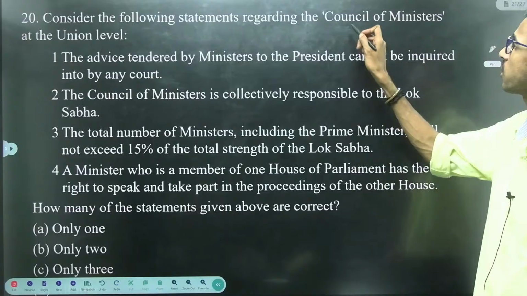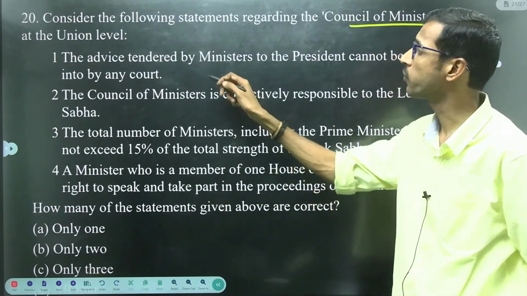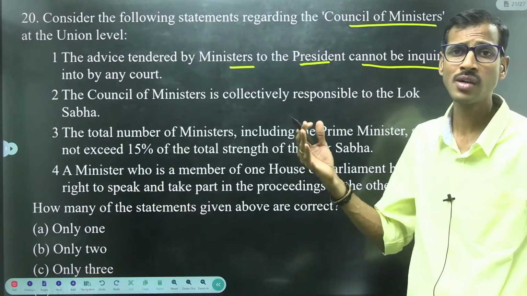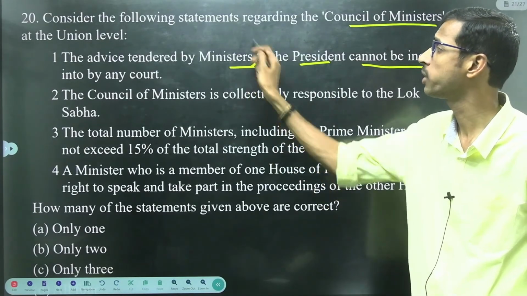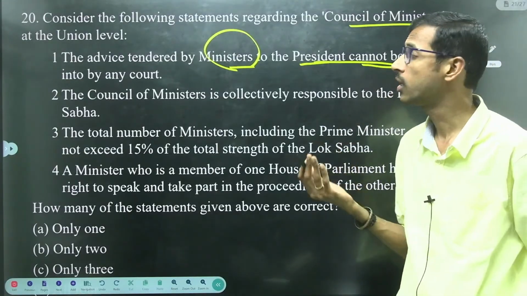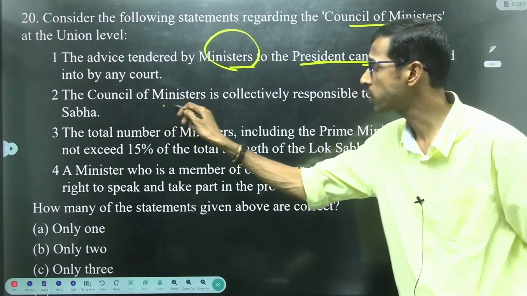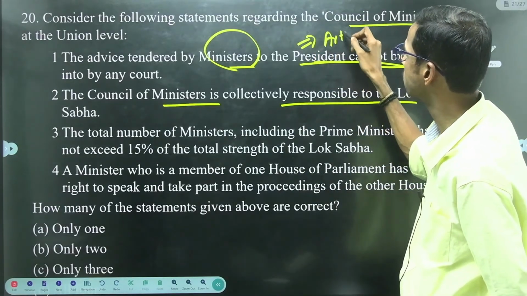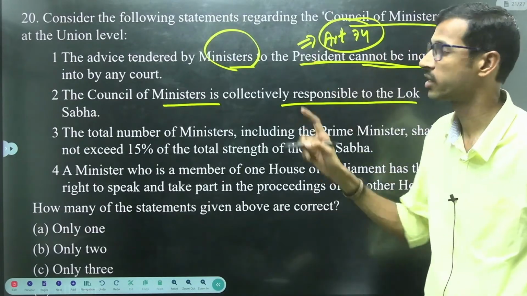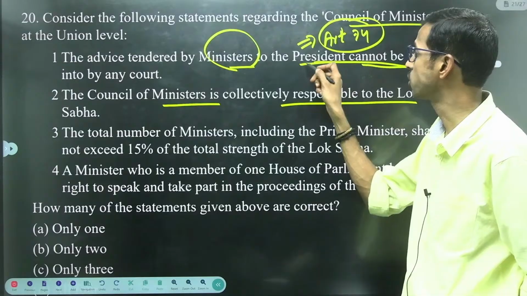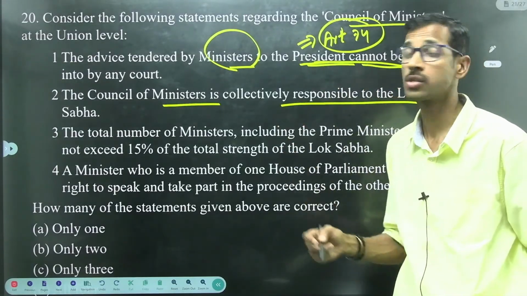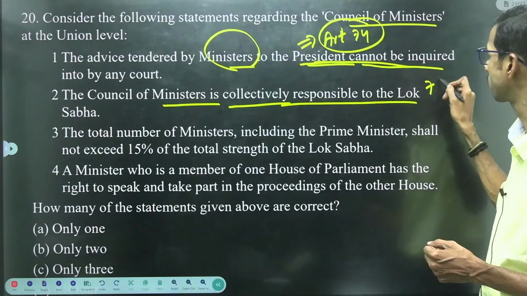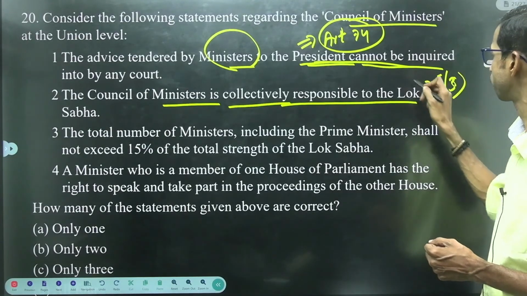Consider the following statements regarding the Council of Ministers at the union level. The advice tendered by the ministers to the president cannot be inquired into by any court, right? These advices are very much important here. They are completely binding only, right? The council of ministers is collectively responsible to the Lok Sabha. That is clearly stated in Article 74, right? So the president has to follow the advice of the council of ministers headed by the prime minister. The council of ministers is collectively responsible to the Lok Sabha, mentioned in Article 75 clause 3, right?